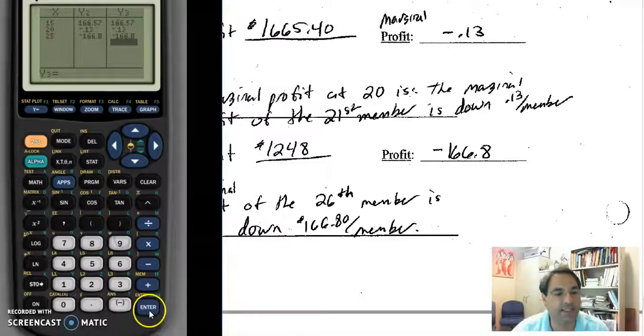Let's see what happens at 19. So if I go back and plug in 19 members, it's saying at 19 members, if I add another member, I'd gain $33. Good idea. But when we got to 20, that's when it's telling me stop. If you add more, you'll be losing money, so we should have stopped at 20.